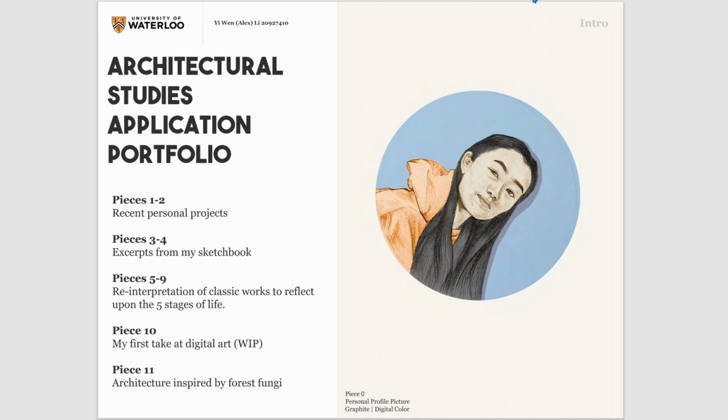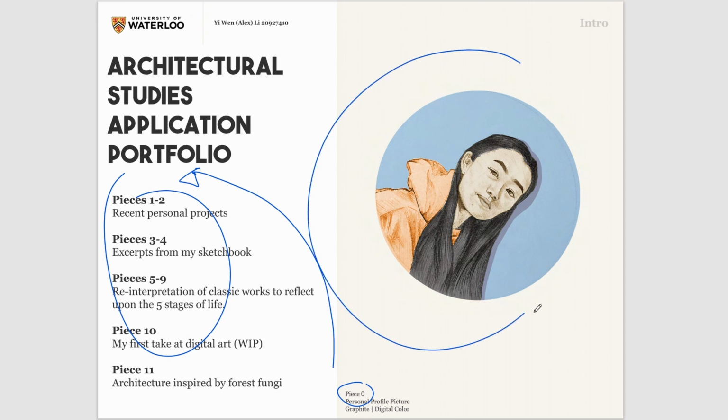So here is piece 0, because there's no point in talking about it when I already have things here. I'm sticking this right in front of their face anyways. They don't need an explanation. This is a personal profile picture, so this would be the title, and then here is the medium, or mediums if you're doing mixed media. So yeah, this is for that page.